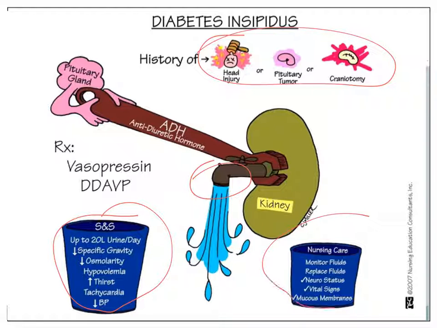Here is nursing care associated with diabetes insipidus. We have to monitor their fluid intake and output very, very closely. We replace fluids as needed. Monitor their neurostatus. What happens with them is they end up with a fluid and electrolyte imbalance. And we'll talk about that in the next few slides.